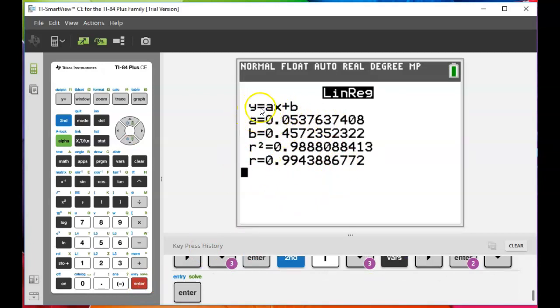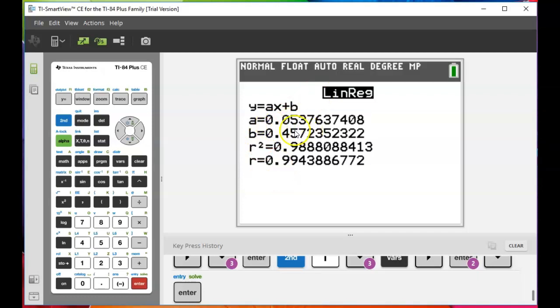So it's in the form of y is equal to ax plus b, where a is 0.05376 and b is 0.457. This R thing is not something that we're going to do, but it shows us how much of a linear correlation that we have. And since this value is very close to 1, we have a very strong linear correlation. That means the points fall very close to a straight line.